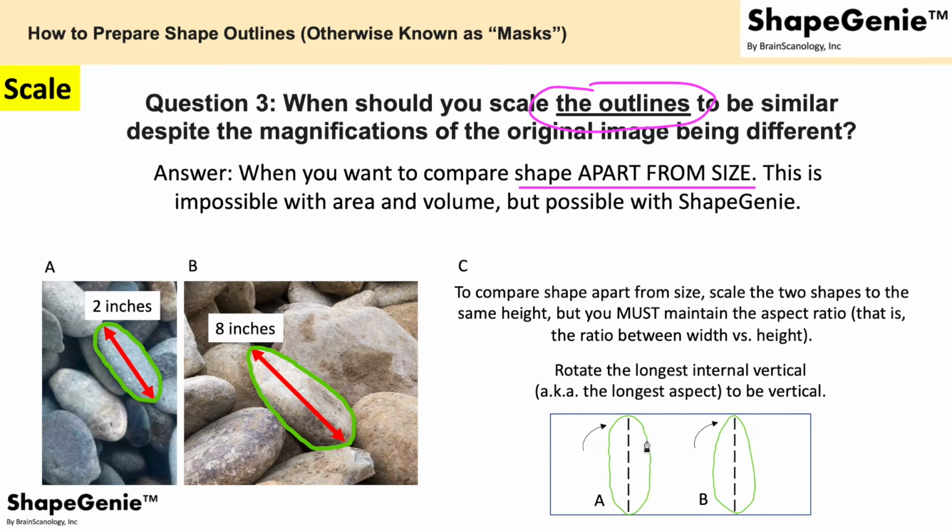But when you do this resizing, you must maintain the aspect ratio between width and height. Because if you don't, what happens is you turn a square into a rectangle. That's what happens when you don't maintain the aspect ratio when you resize a square. So this is something very special to Shape Genie, but it only works if you maintain the aspect ratio and find an objective way to standardize the shapes of the objects that you are comparing.